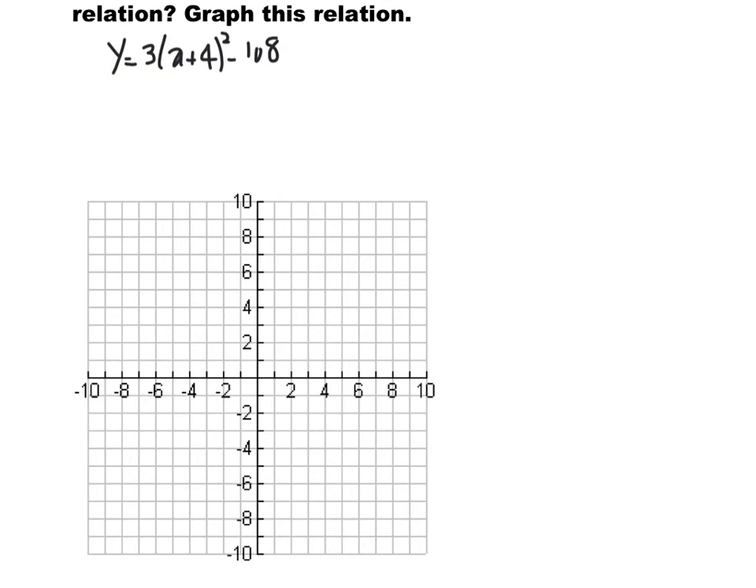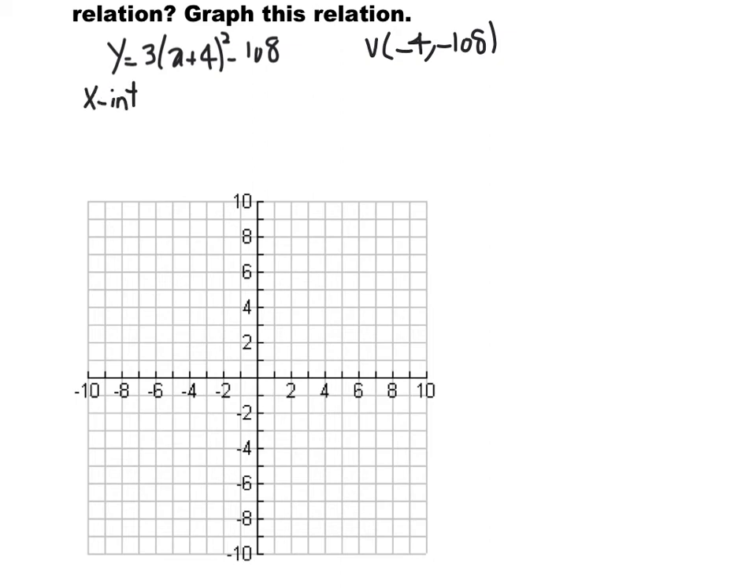The next equation that we have to plot is y equal 3 times x plus 4 squared minus 108. The first thing we notice is that the vertex has the coordinate -4 and -108. Remember, the formula is x minus h squared. Here is x plus 4, so h has to be -4. And -108 is the y coordinate.